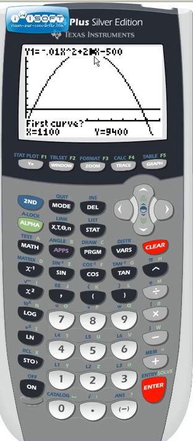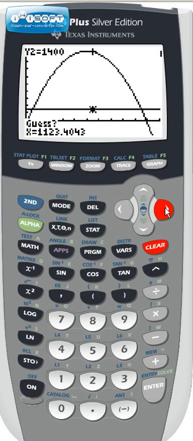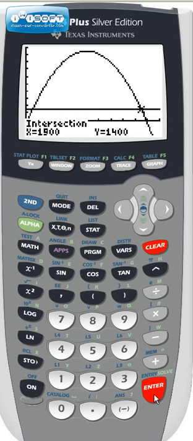Calculator says, are you on the first curve? And I'm blinking up here on the quadratic function. Press enter. And then it jumps to the second curve. Press enter. And it asks me to guess. Now because there are two solutions, I'm going to move over so that I'm close to one of the solutions. And then press enter. And sure enough, it comes back, x equals 1900, y equals 1400. And that confirms numerically on the graph.